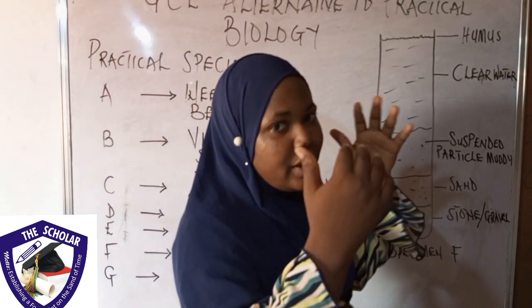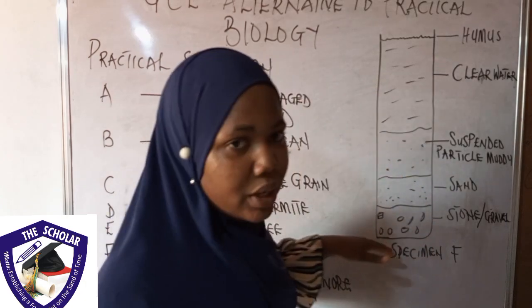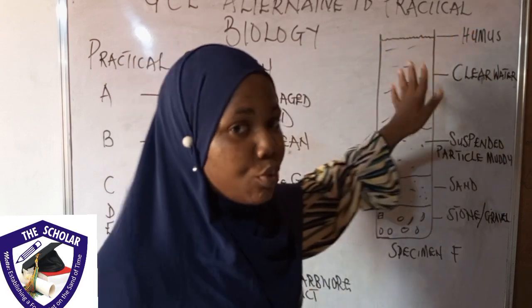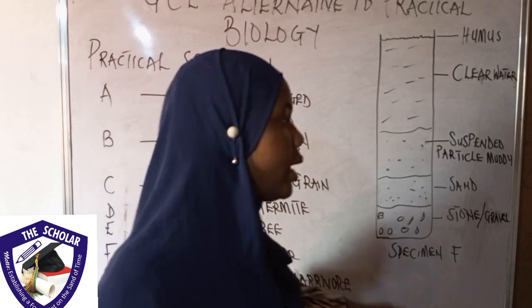A bit clear. This water is different from the ones below the beaker, at the bottom of the beaker. Then after that, at the edge of the beaker, I will see what? Humus. These are the things I will notice in my muddy water specimen F.